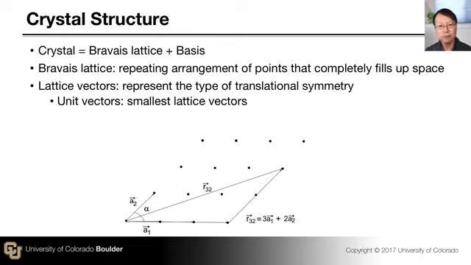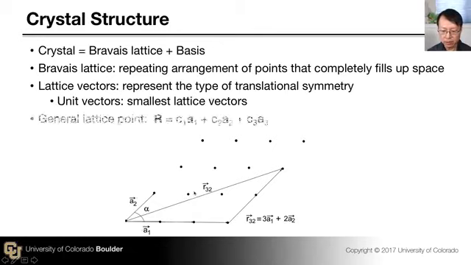So simply, the lattice vector can be understood as a vector that connects any two arbitrary lattice points. For example, you pick this lattice point here, you pick this lattice point there, and then you join the two. This vector is a lattice vector. You can do this with any two arbitrarily chosen points.